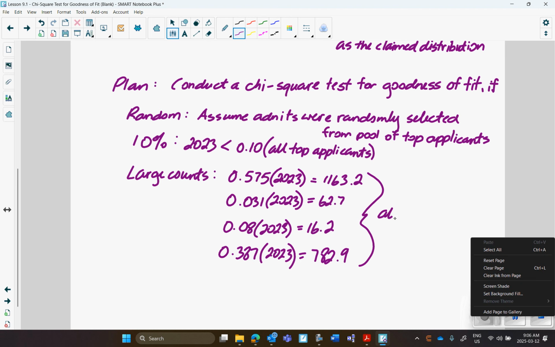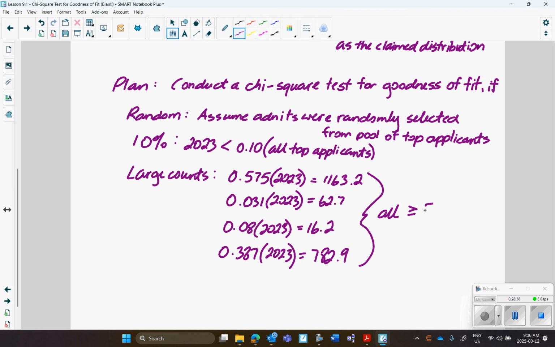For a chi-squared test, it's 5, for reasons we won't go into here. So just keep that in mind. That's a slight difference from the large counts for proportions. So we're going to say good, good, and good, which means we can proceed. So now we're at the do phase.